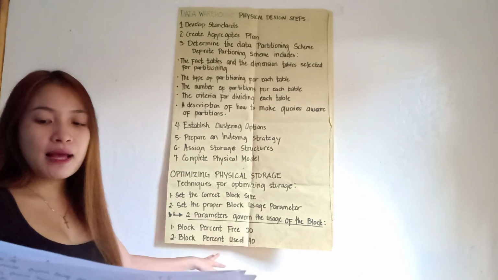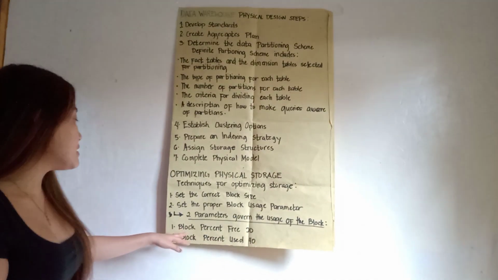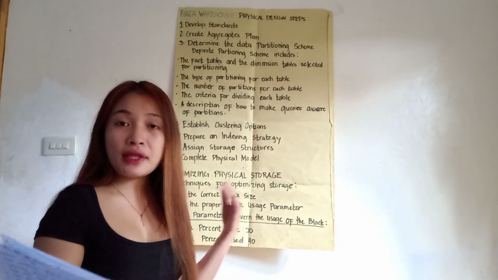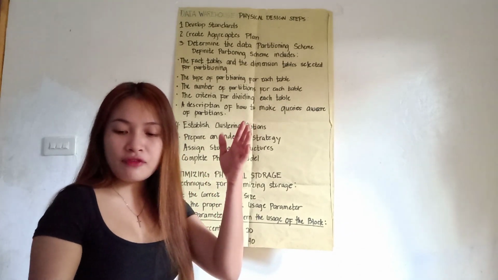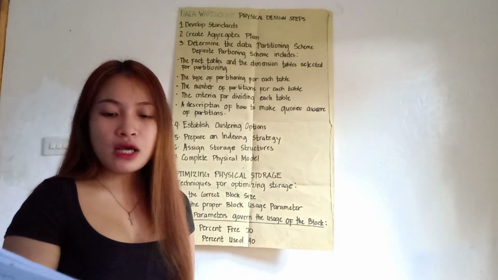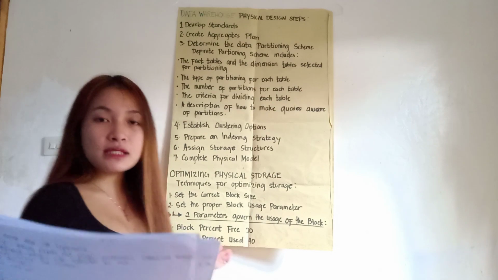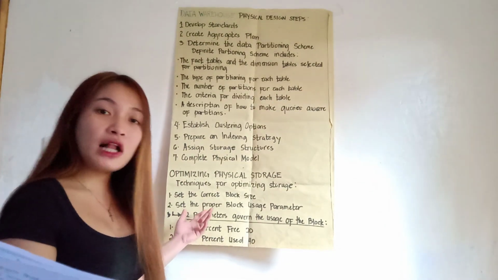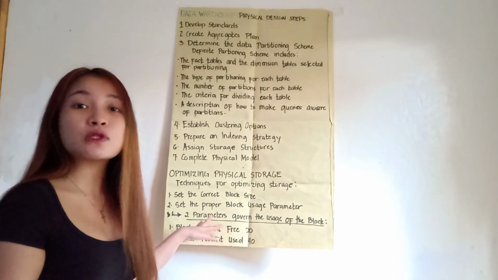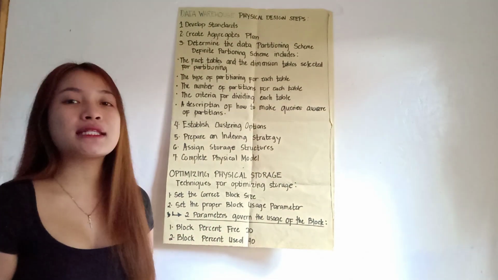Starting with a generic example of these two parameters, the first is block percent free 20. When this parameter is set at 20, it means 20% of each table block is reserved for expansion of records. Therefore, setting this parameter at a high value results in too much wasted space. So the general rule is to set this parameter as low as possible.